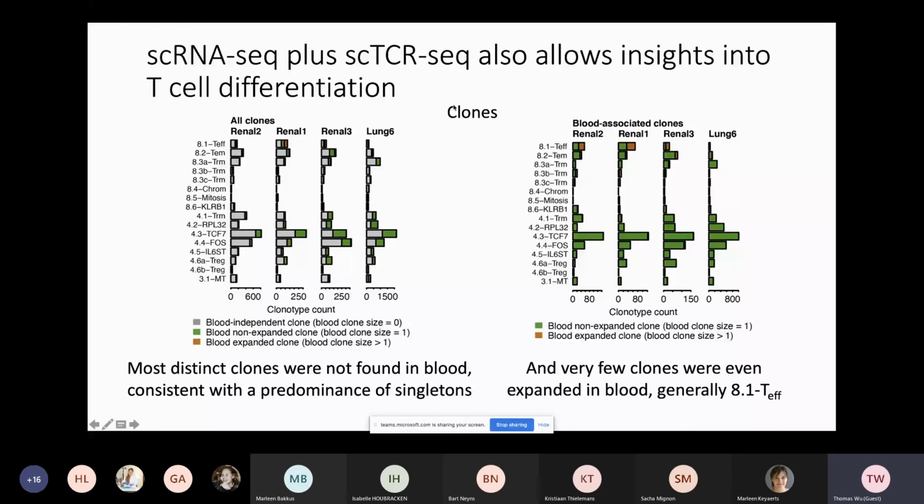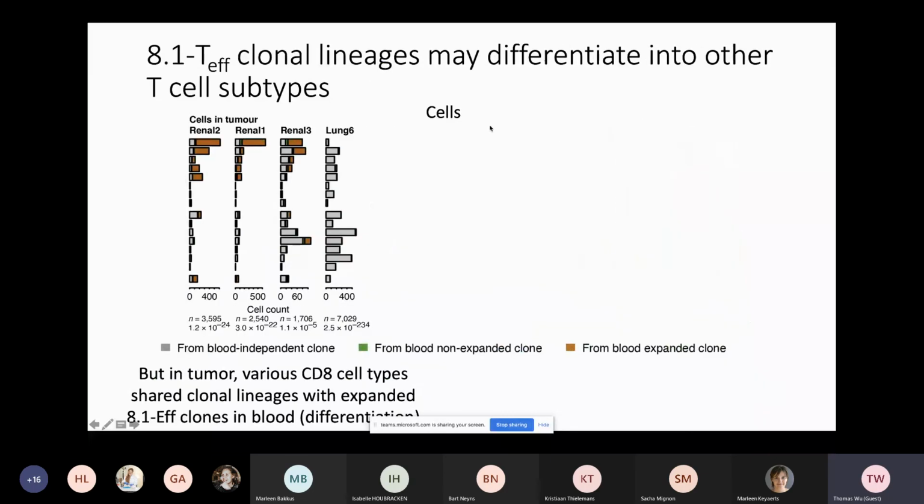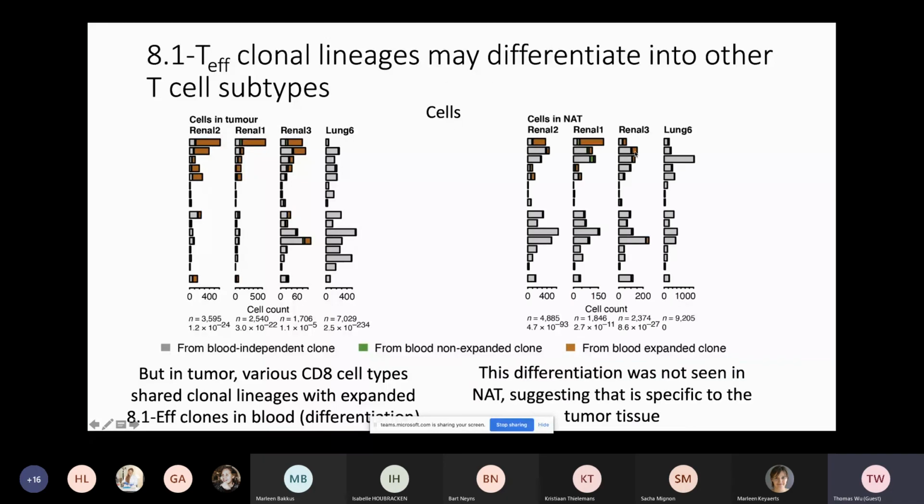But that was in terms of clones. When we looked in terms of cells, we saw this interesting pattern. If you look at the cells in tumor, you see that a lot of the cells in tumor, even when they came from these different cell types, all of these seem to have an expanded clone in blood. What that suggests is that there was differentiation in the blood into eventually seeing these different types of T cells in the tumor, suggesting that these effector clonal lineages may differentiate into other T cell subtypes. We didn't see this pattern in NAT, interestingly.